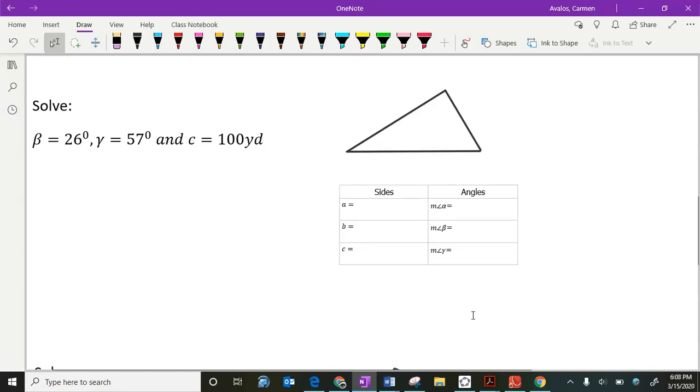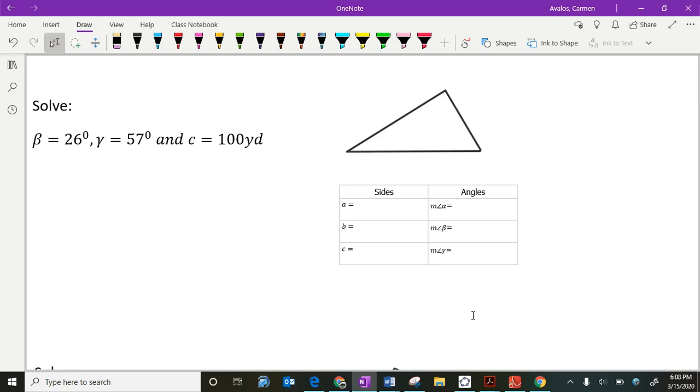So, do you guys remember from section 6.3 when we had to solve a triangle, which meant that you had to find all the sides and all the angles? Well, we're doing that again, but in 6.3, it was a right triangle. And so now it is no longer going to be a right triangle.